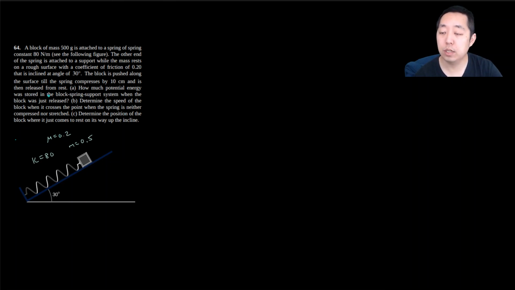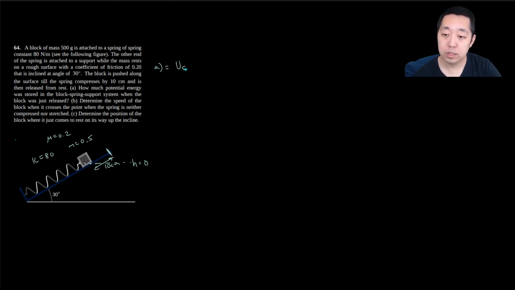The block is pushed along the surface until the spring is compressed by 10 centimeters and is released from rest. So we're going to squeeze it and it's going to launch. How much potential energy was stored in the block-spring-support system when the block was just released? So wherever it's at, say this is the compressed point. Say this is the equilibrium position, right? So it's 10 centimeters. We're going to say that h equals 0, so it has no gravitational potential energy at this point.